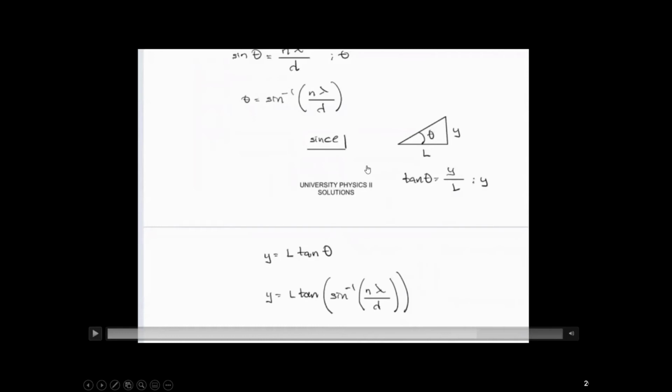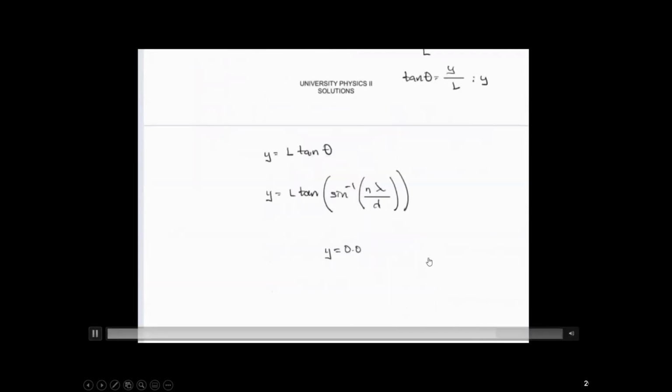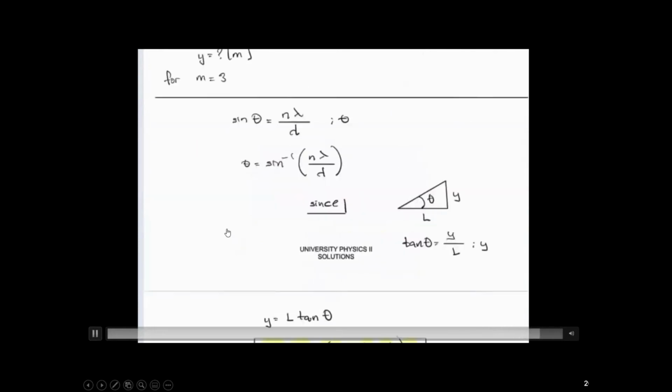Normally, the way I would have done it is this would have been the starting point, because I'm looking for Y. Then the angle would be missing here. Obviously, I would go back to that formula, figure out theta, and then plug it in. And instead of using this, I would have used the small angle approximation. This is a brute force method. It's going to work the same. It doesn't matter. So plug the numbers in and everything works out. So this will be the distance to the third fringe.